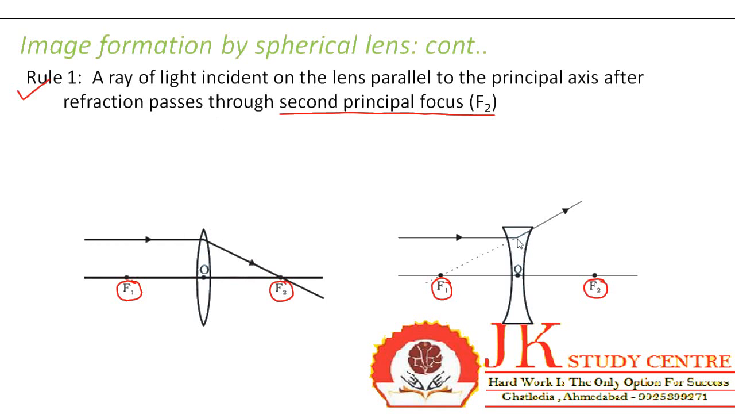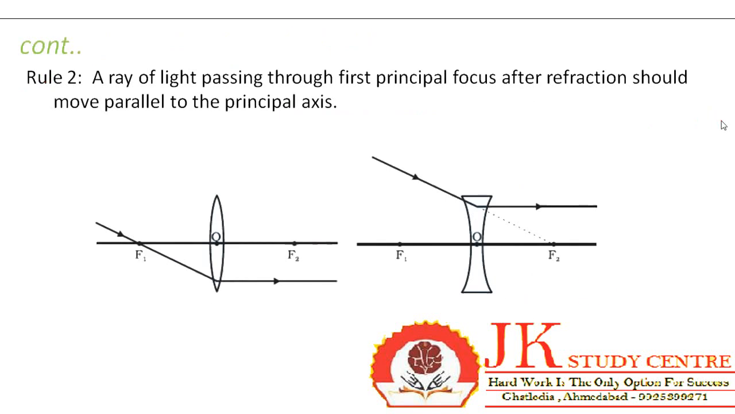In case of a concave lens, it diverges. So if you try to extrapolate it, it appears to pass through the second principal focus. Now in this case, it is not passing through the second principal focus, instead it passes through the first principal focus. So this holds true only in case of a convex lens. In case of a concave lens, it appears to pass through F1.